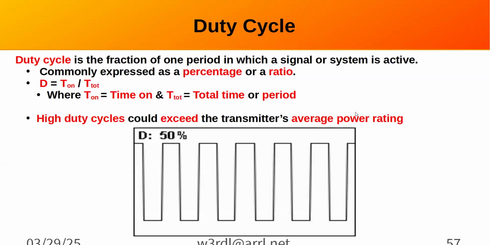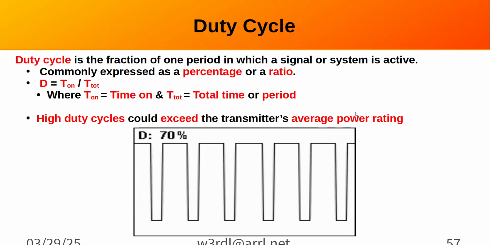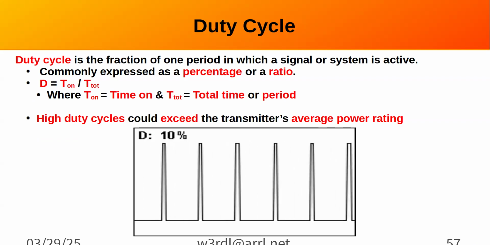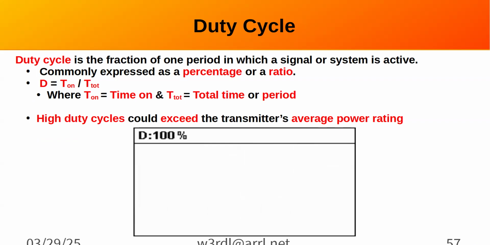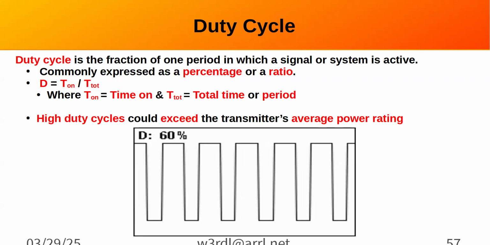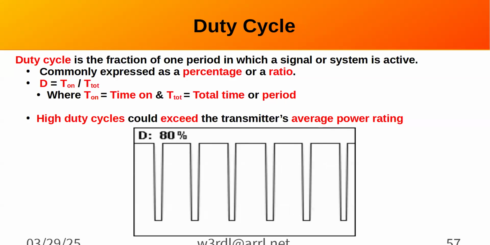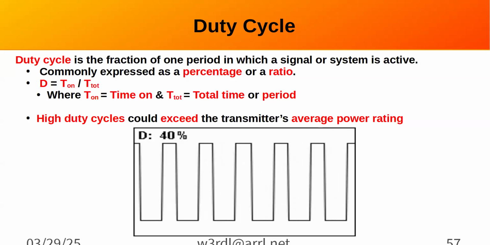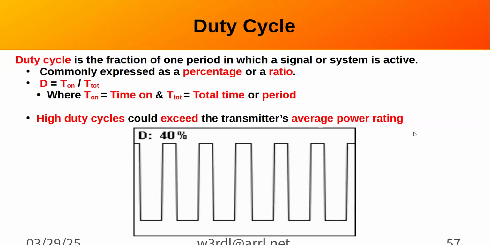Duty cycle. It's defined as the fraction of one period in which a signal or system is active. I always thought it was just the percentage of transmit time per unit time. And the formula there is D equals time on divided by the total time. And the nice little animated graph there is showing you what the waveform looks like at different duty cycles.